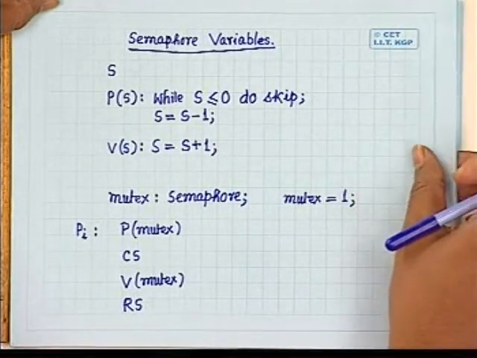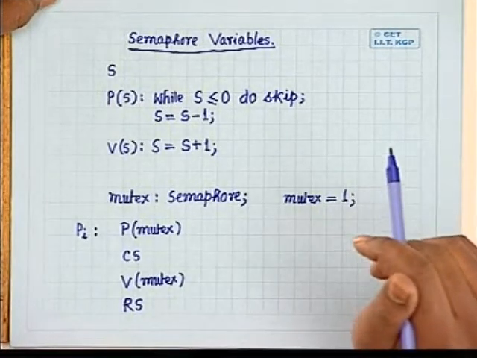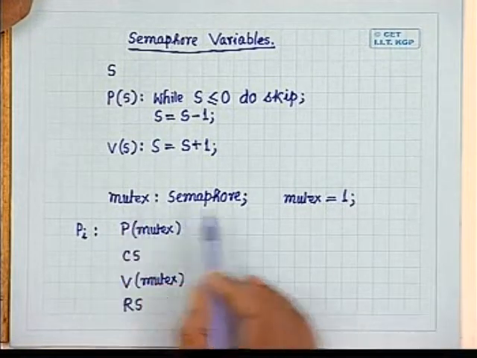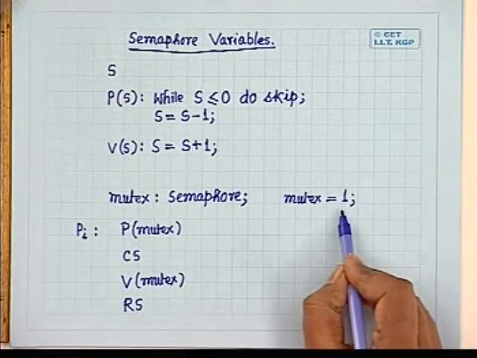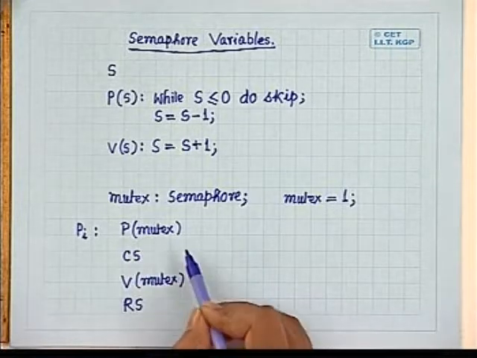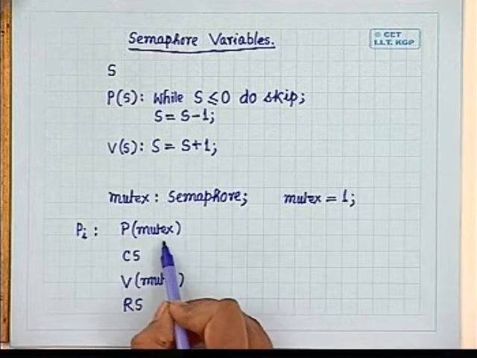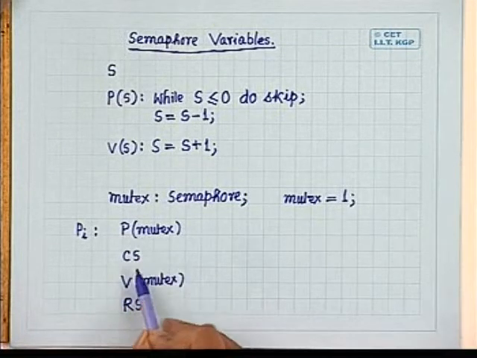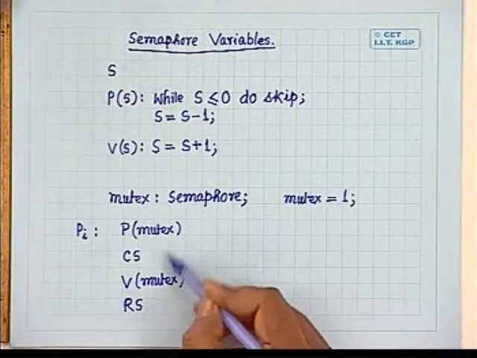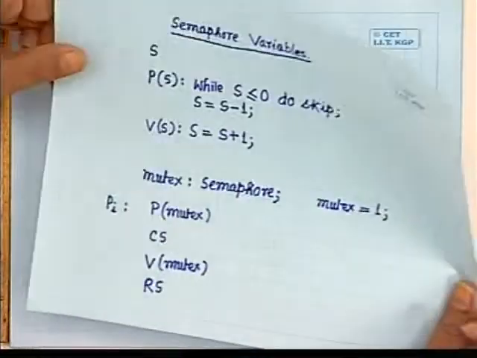And we have seen the use of semaphore variables to solve the mutual exclusion problems, where we have taken one semaphore variable, a mutex, which is initialized to a value 1. Then for the critical section problem or mutual exclusion problem, before entering the critical section, in the entry section, you perform P(mutex) operation. And in the exit section, you perform V(mutex) operation. So this will give the mutual exclusion property.